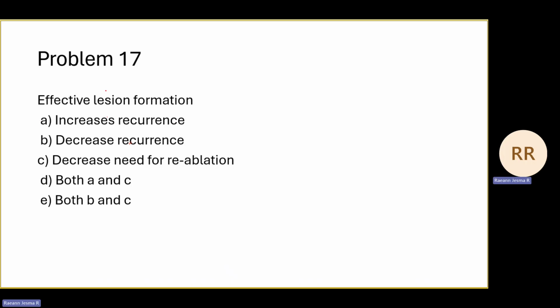And we saw the explanation also in the previous question, right? We need to form a lesion properly. Then only we can reduce the recurrence of atrial fibrillation. And also, if your initial ablation is not done properly, then you have to do a reablation to stop the irregular beating of the heart. So both B and C are correct. The correct answer is option E, which is both B and C. Okay, is this clear?